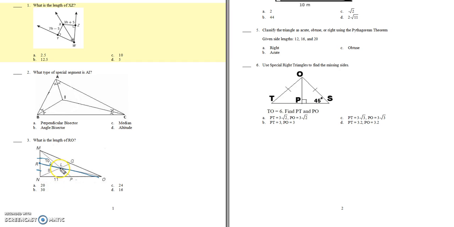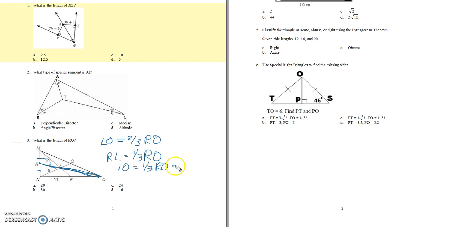And the special property about medians is the length from L to O is 2/3. LO is 2/3 the entire length of the segment RO. So from the centroid out to the vertex, it is 2/3 the length. Well, if this piece is 2/3, then that means RL is 1/3. And since it's 1/3 of RO, the entire length, well, I already know what that one is. That one's 10. I know that's 1/3.